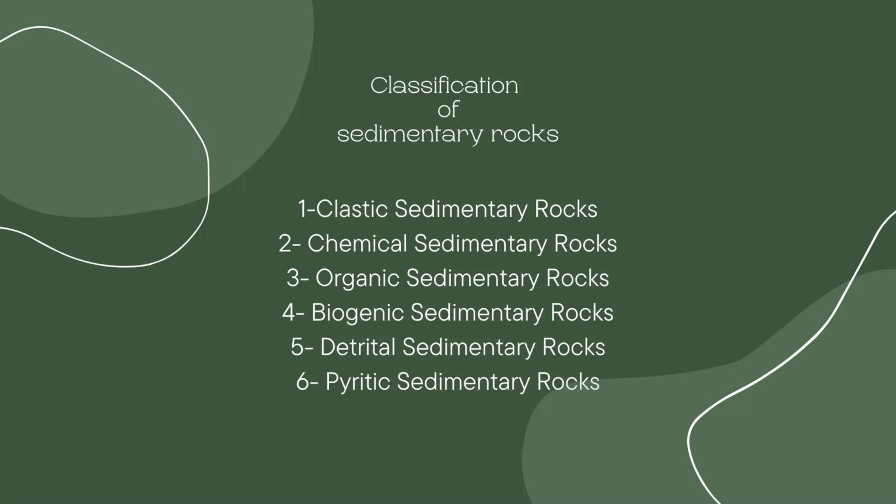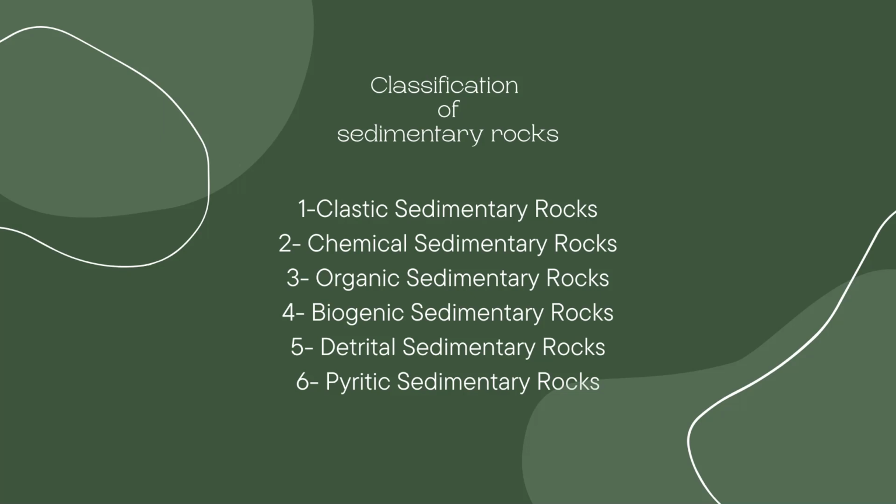Classification of sedimentary rocks. Sedimentary rocks are classified based on several factors, including the type of sediment, the particle size, the method of cementation, and the depositional environment. Some common classifications of sedimentary rocks include clastic sedimentary rocks. These rocks are made up of fragments of other rocks and minerals that have been cemented together.